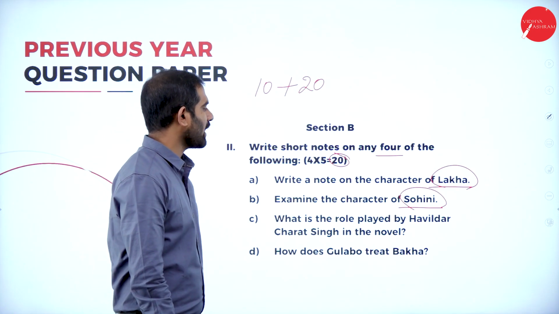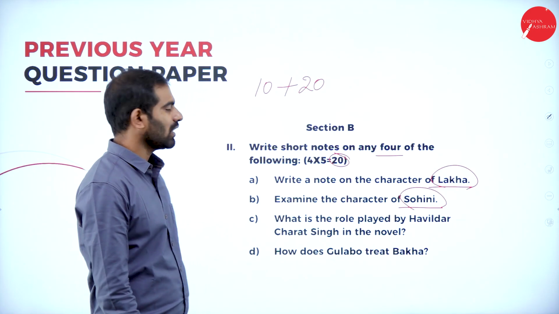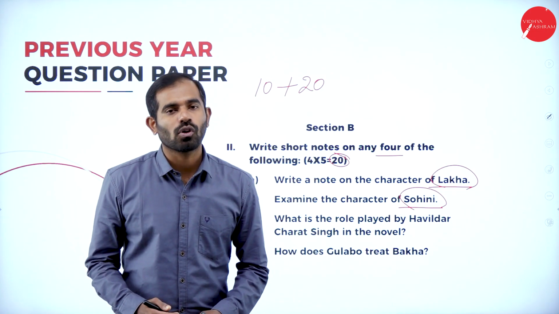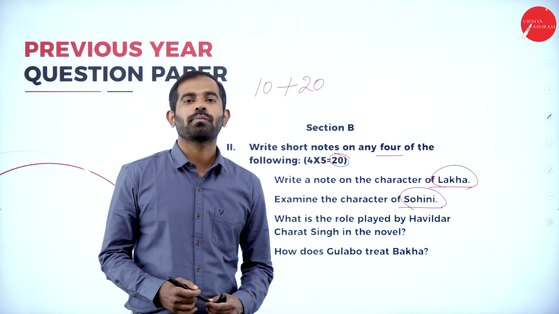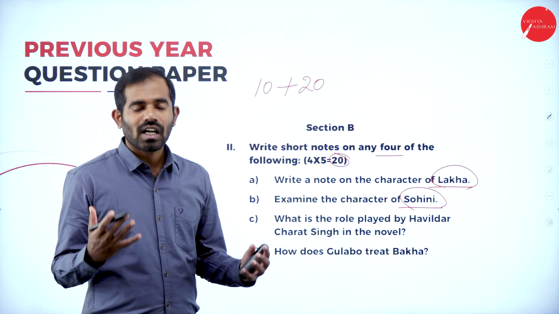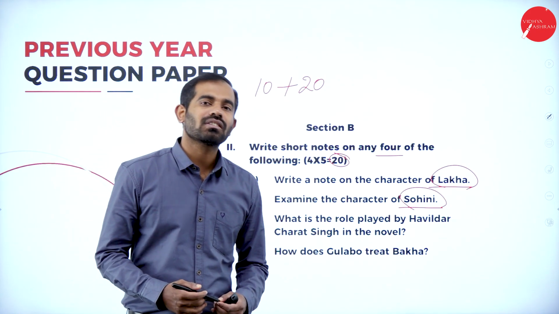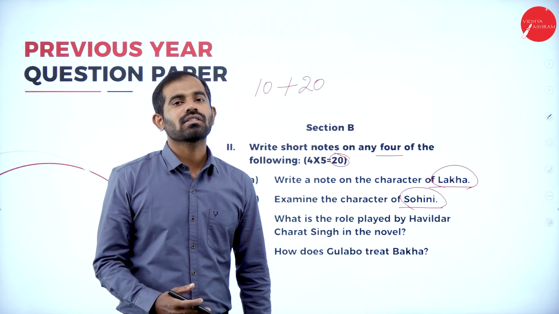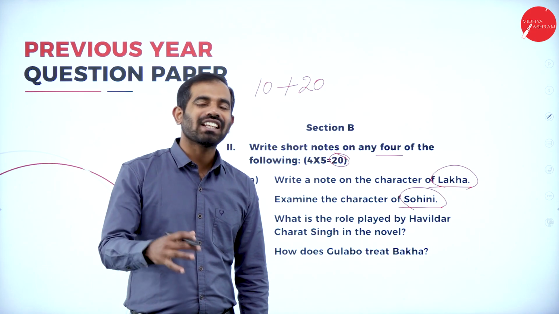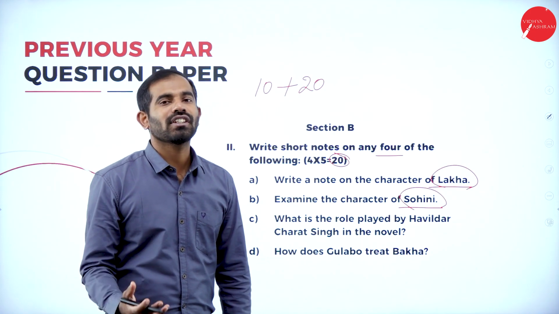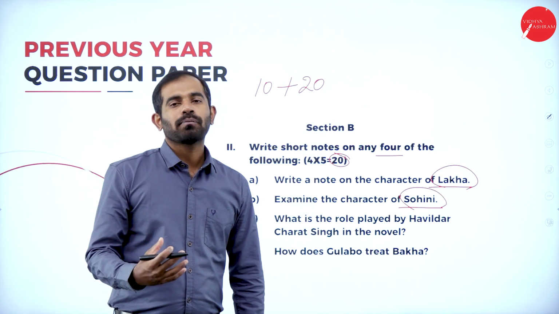What is the role played by Havildar Charat Singh in the novel? Havildar Charat Singh, as the novel opens, we get to see that he scolds Bakha for not trying to clean the latrine, for not coming on time, for always being sleepy and lazy. But later on, we get to know that Charat Singh is the real hero of this novel, who helps Bakha to come out of his social stigma.